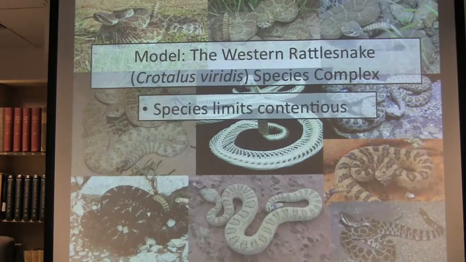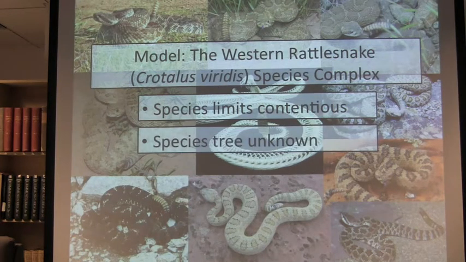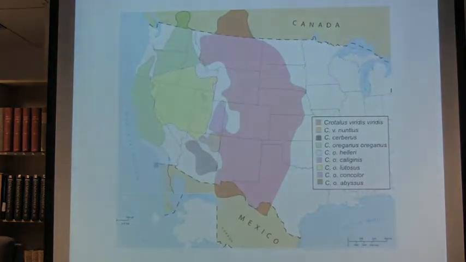So species limits are very contentious. Further, this study is the first multilocus study of this species complex, so the species tree is unknown. Here we can see the wide range of the 9 subspecies within the Crotalus viridis, or western rattlesnake species complex. All 9 of these subspecies are currently grouped into 3 species.